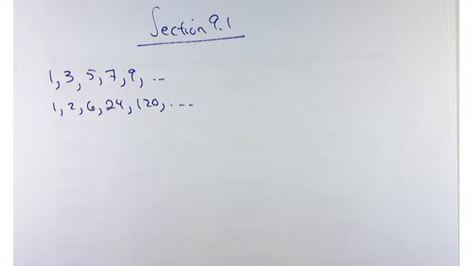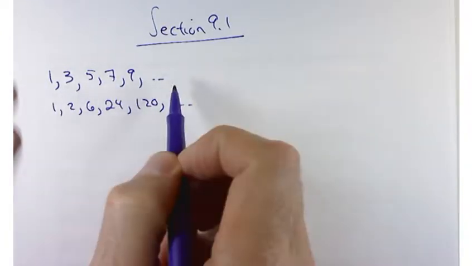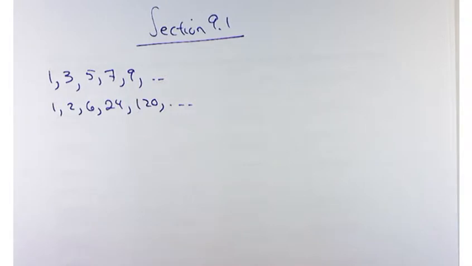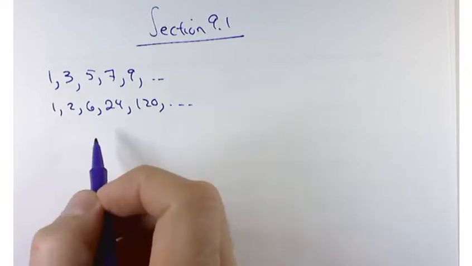Okay, chapter 9 is about infinite series and sequences. So on the board here are a couple examples of a couple sequences. Now, a sequence is just a list of numbers. When you start adding up that list of numbers, then you get a series.